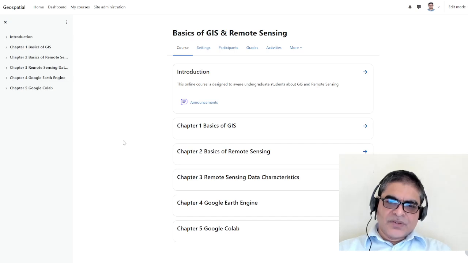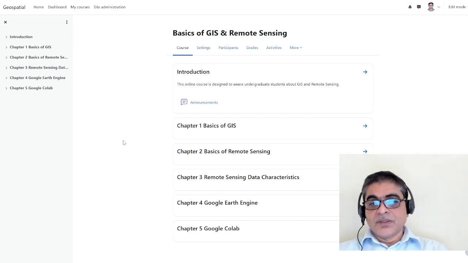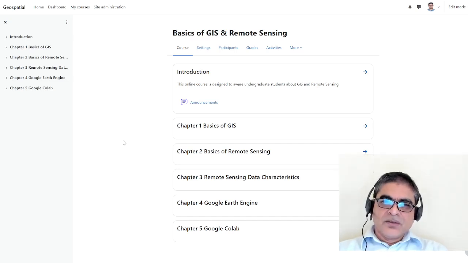And the first chapter is basics of GIS. Second is basics of remote sensing. Then we'll go to the remote sensing data characteristics. And then chapter 4 is Google Earth Engine. Chapter 5 is Google Colab. So when you cover all these chapters, chapter 1 to 5, it will enable you to do the remote sensing data analysis, and you can see the results processed by you directly.